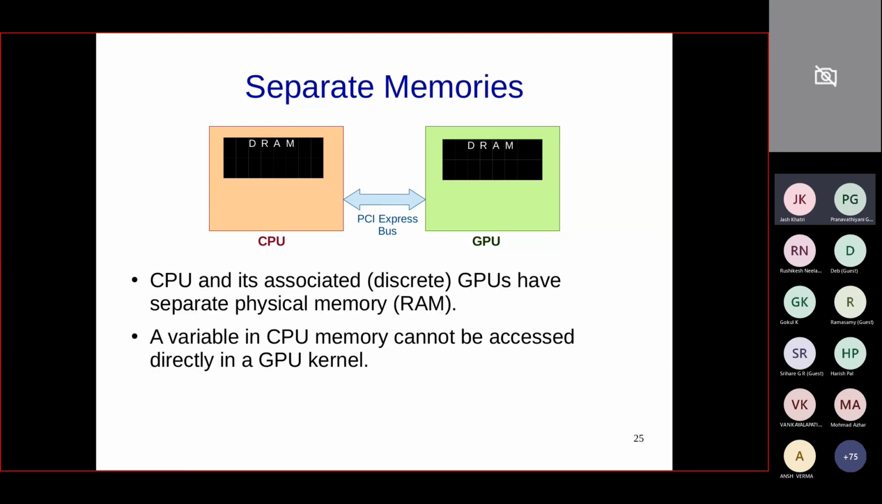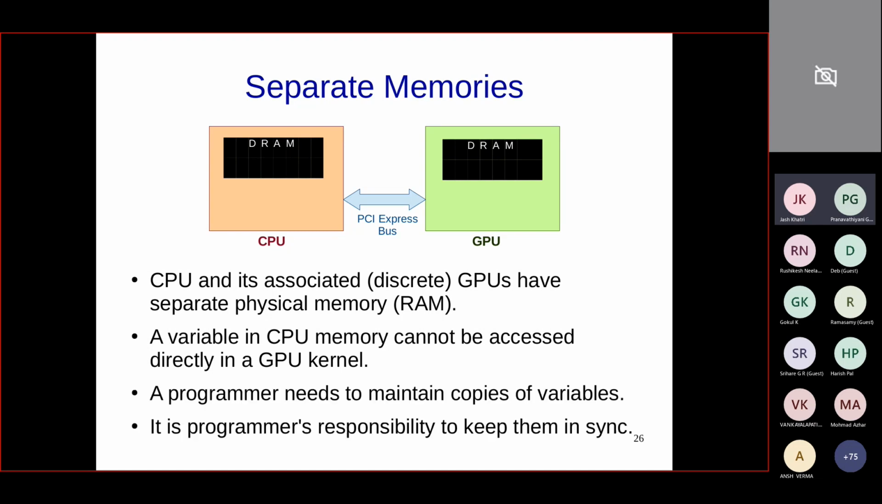So the CPU and GPU have discrete physical memories, or DRAM, and a CPU variable cannot be accessed directly in a GPU kernel, and vice versa is also true. Something which is declared in GPU DRAM also can't be accessed in the CPU. So this is a very important point you should always remember. Otherwise, you will see several issues with your code.